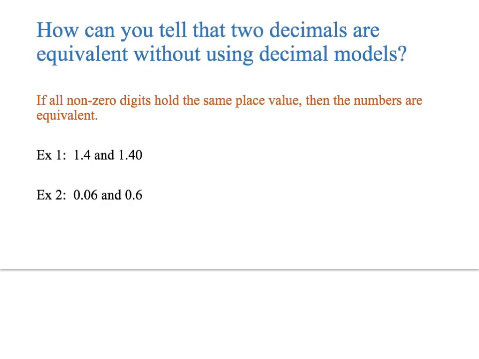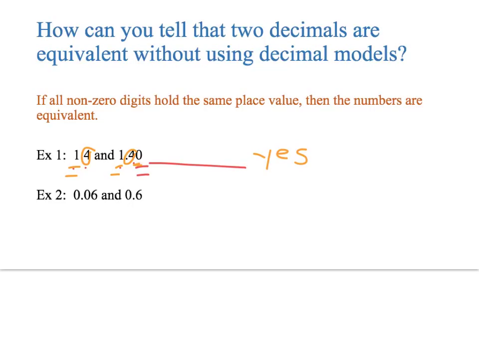Now you might be asking, what about that 0? There's an extra 0 here. That is okay. You can have an infinite number of zeros to the right and it's still going to be equivalent as long as all of the non-zero digits 1 and 4 are in the same place values. Okay, so with that knowledge, because we have a 1 in the ones place here and a 1 in the ones place here, we have a 4 in the tenths place here and a 4 in the tenths place here, and then we have an additional 0, that's okay. This, yes, would be an example of equivalent decimals. All right, let's look at the second example.